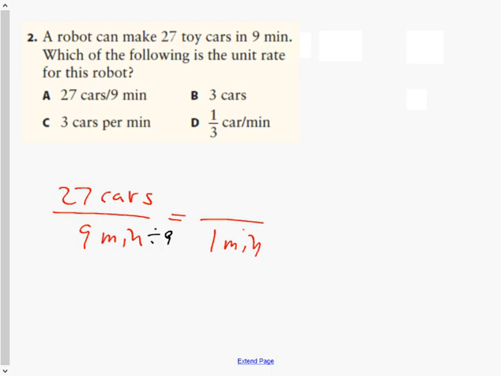We know that the best way for us to use this is dividing by 9. And I got 3 cars per minute is my unit rate. And therefore, the appropriate unit rate would be 3 cars per minute.